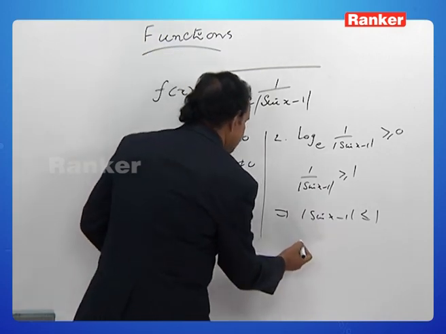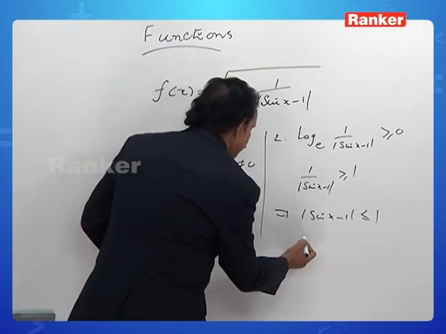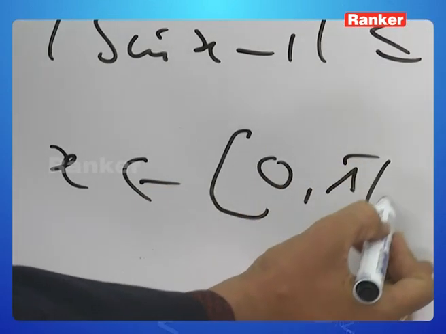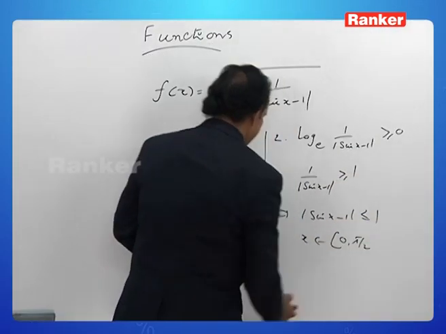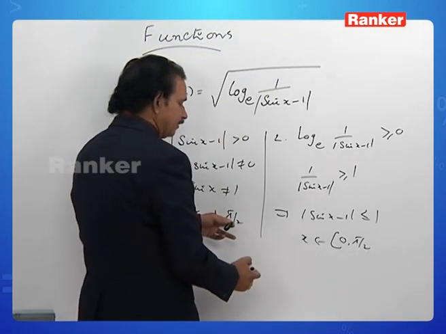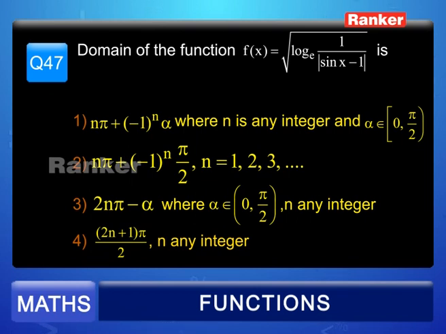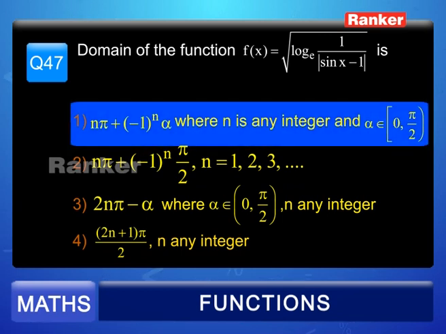Here, x should lie between 0 and pi by 2. Not equal to pi by 2, we have already had. Therefore, the left closed and right open interval, 0 to pi by 2 is the required option.